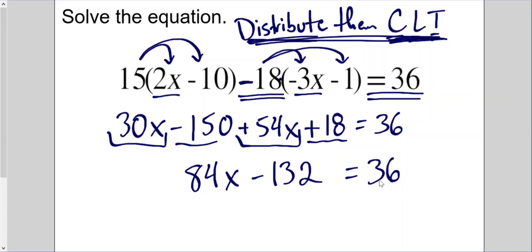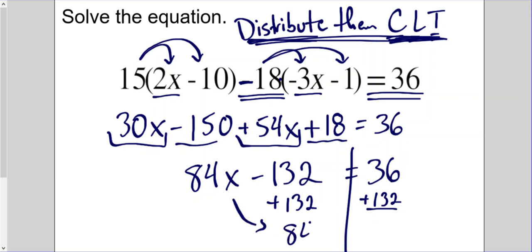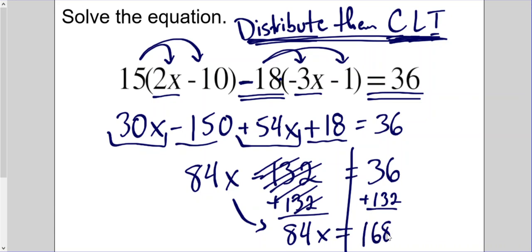So all I've really done so far is simplify the left side of this equation. Now I'm going to actually work on solving it, which means I have to do operations on both sides of the equal sign. Here I'm going to add 132 to both sides. That gives me 84x. That comes down. The 132 and negative 132 completely cancel each other out. And if I did it on this side, I have to also do it on that side. So now I'm going to add there, 36 plus 132 is 168.